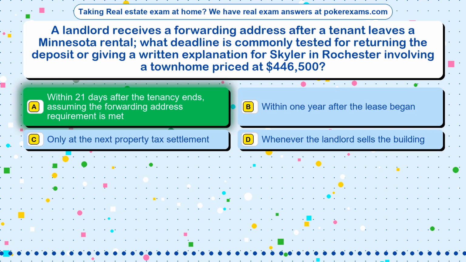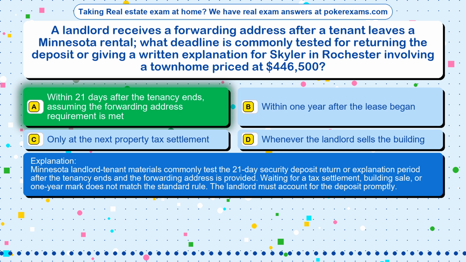The correct answer is option A. Within 21 days after the tenancy ends, assuming the forwarding address requirement is met. Minnesota landlord-tenant materials commonly test the 21-day security deposit return or explanation period after the tenancy ends and the forwarding address is provided. Waiting for a tax settlement, building sale, or 1-year mark does not match the standard rule. The landlord must account for the deposit promptly.